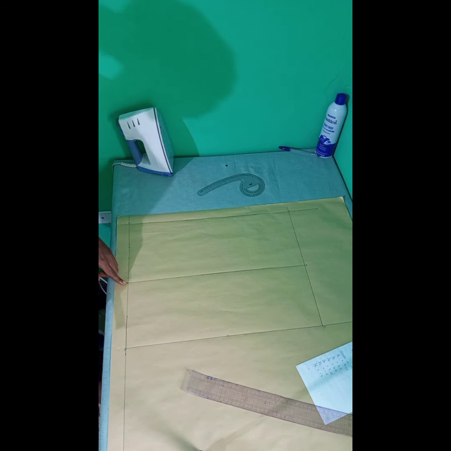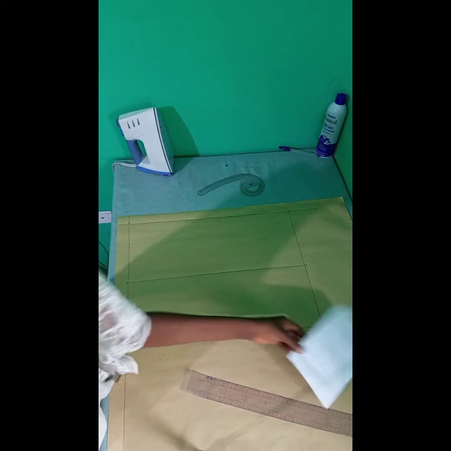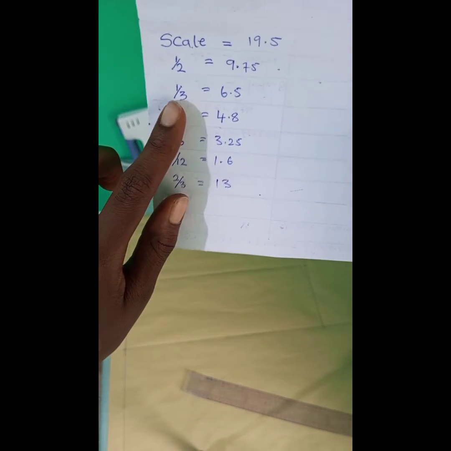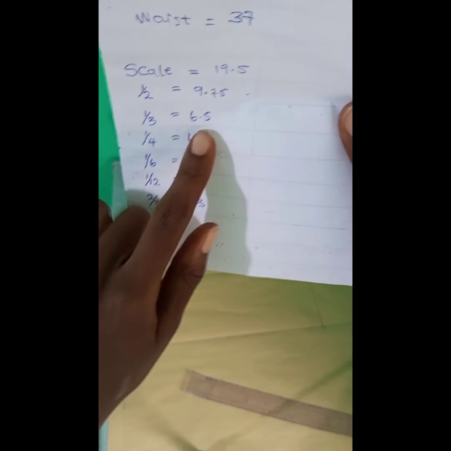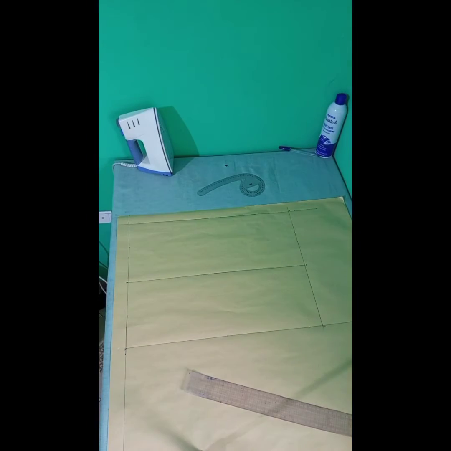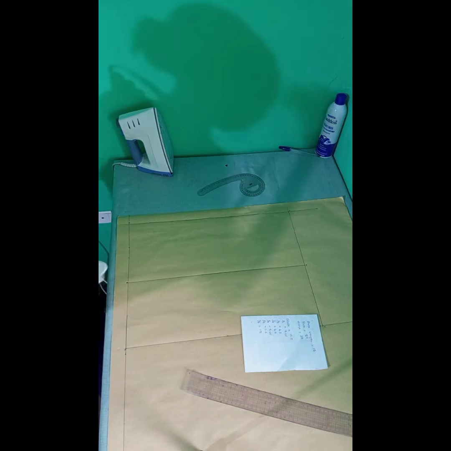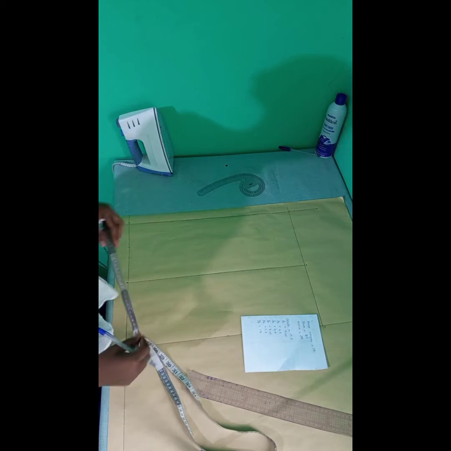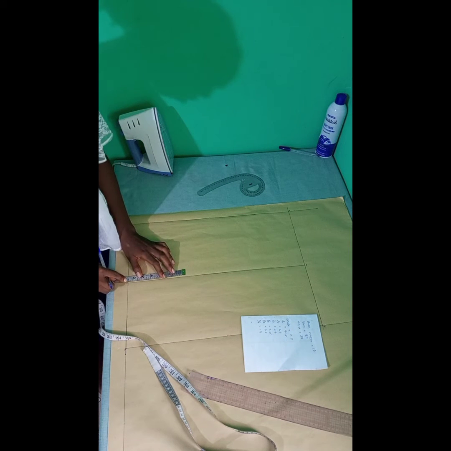Now we are going to stand on point E, and we are going to be marking out 1 over 3 of the scale measurement. For 1 over 3 of my scale, I am having 6.5. So from point E, we're marking out 6.5.